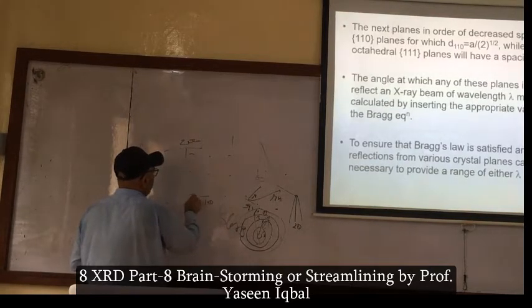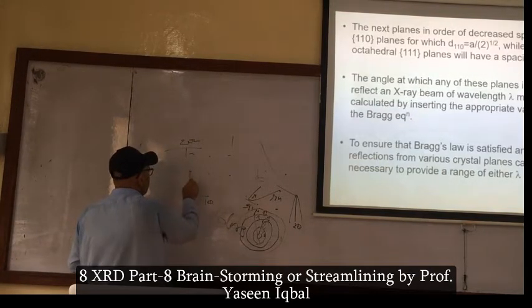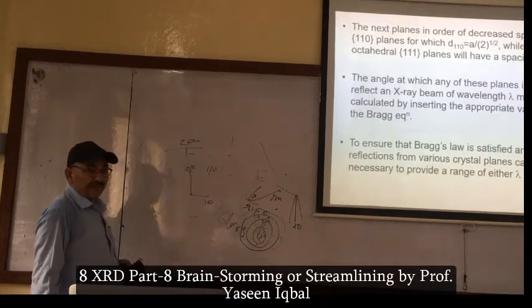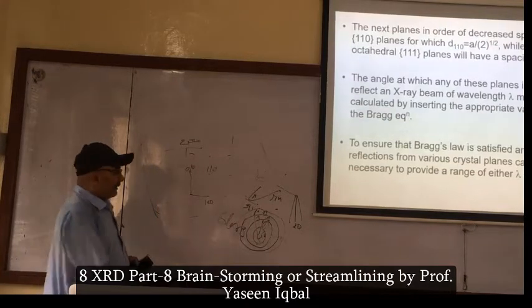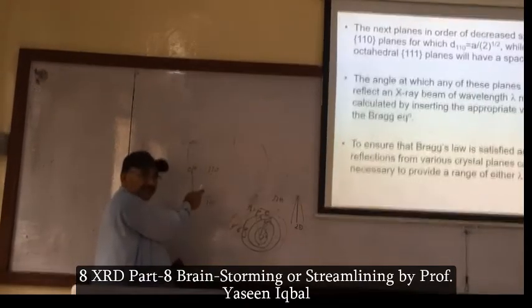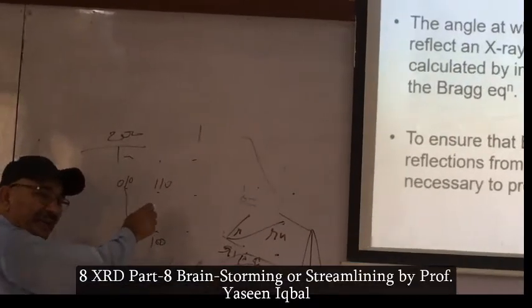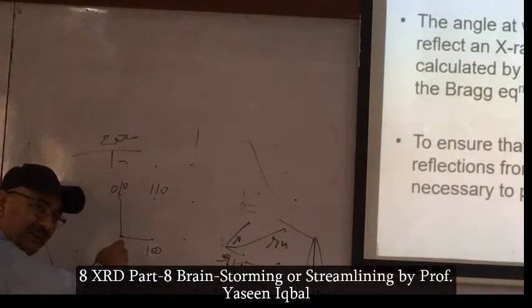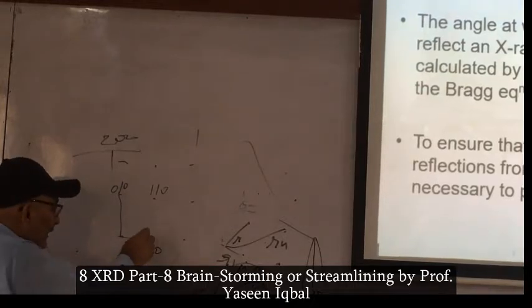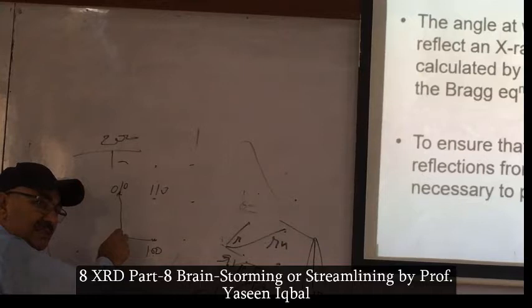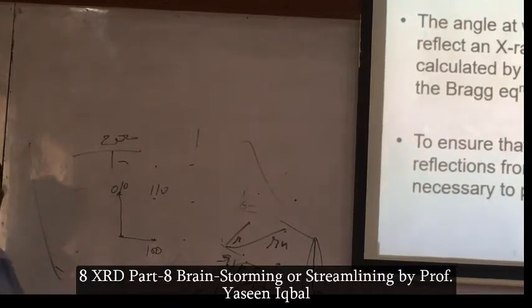This is 100. And this is say 010. Then this is 110, right? The vector addition of these two gives you 110. And it is nearer than this and this, because, can you tell me why?